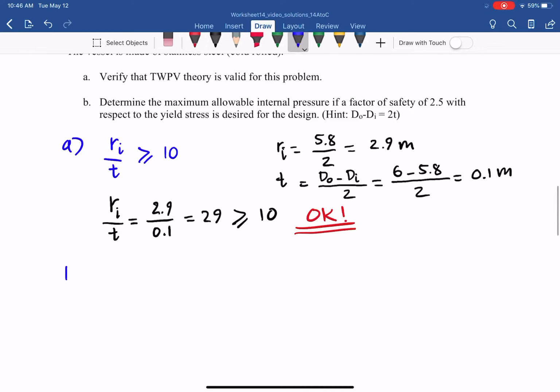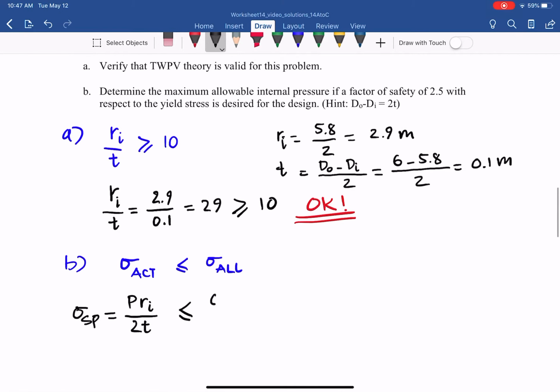The next question asks us to determine the maximum allowable internal pressure, which is the P in the equation. So we apply the general equation, sigma actual less than sigma allowable. Sigma actual for the sphere is sigma sphere, and in this case sigma sphere equals P Ri over 2t, and less than the allowable, which with respect to the question is yield stress, so it will be sigma yield over the factor of safety.